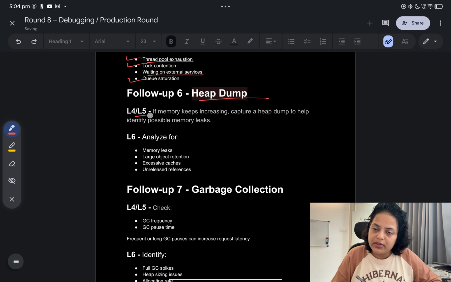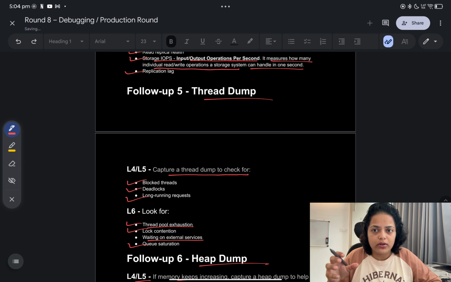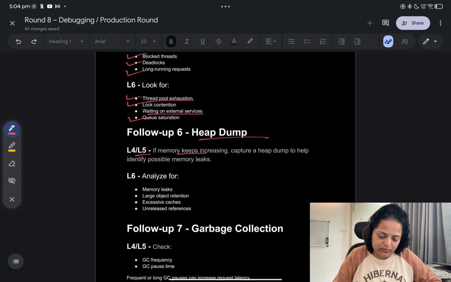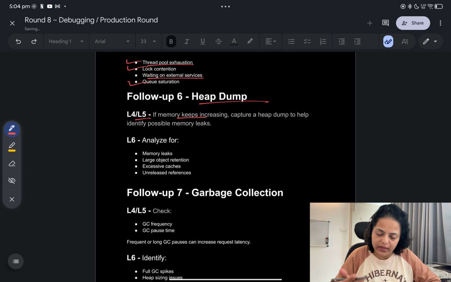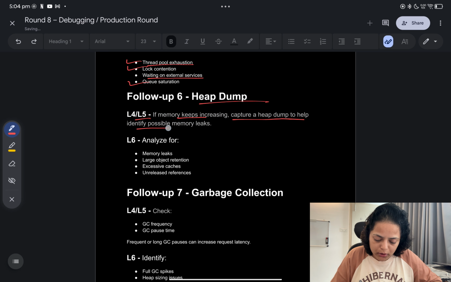Now as I told you, we will see heap dump also. L4 and L5 will check the heap dump. Heap is related to memory, and thread dump is related to threads. So of course deadlock and blocked threads will come there, and in the heap dump memory issues will be there. If memory keeps increasing, capture a heap dump to help identify possible memory leaks. L6 will say that he will analyze memory leaks, large object retention, excessive cache, and unreleased references.